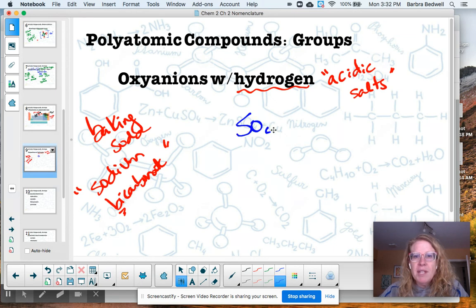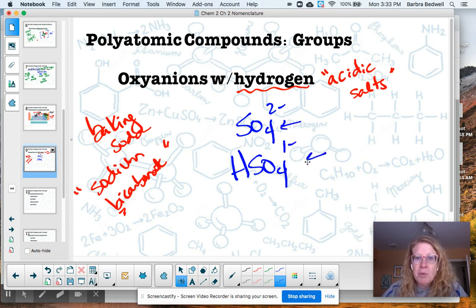We also have this one, sulfate. It's got enough charge here that we can have a 2- charge. If we put a hydrogen on there, SO4, its charge is going to change, right? So now it's not a 2-, it's a 1-. So the top one would be sulfate. This one right here would be called hydrogen sulfate, or bisulfate is the other name for that one. And again, either of those names is correct.